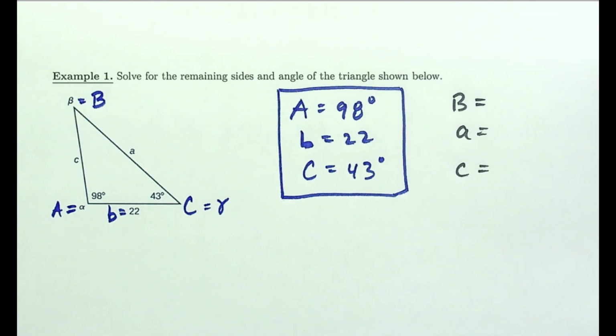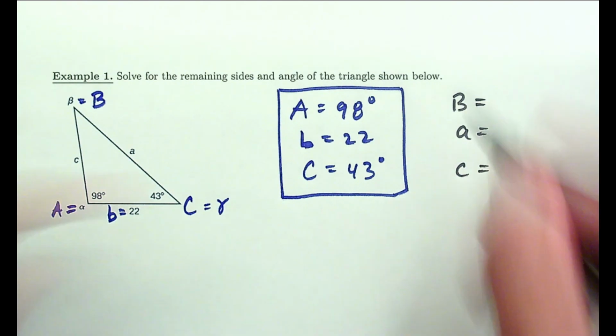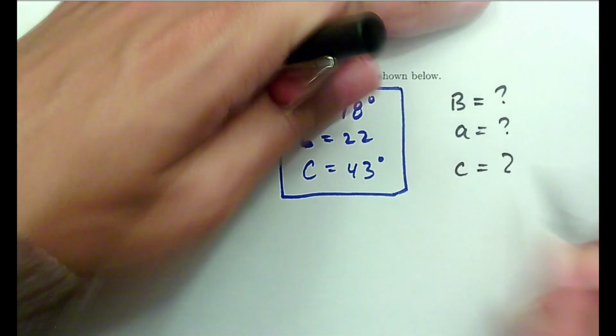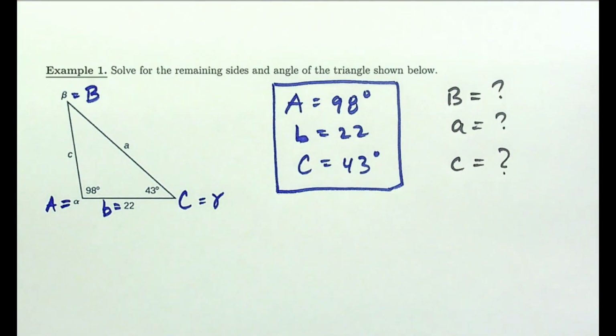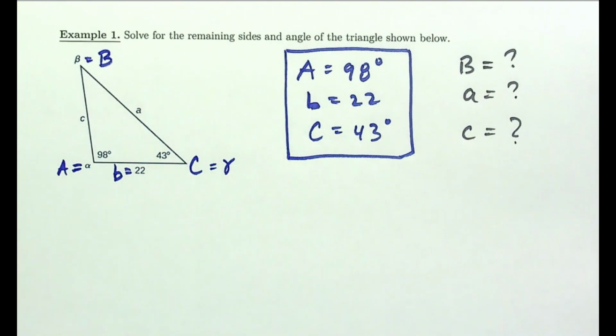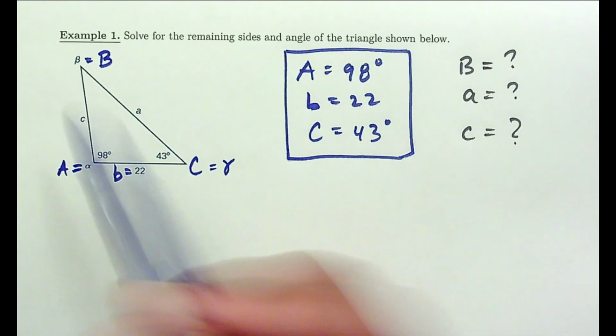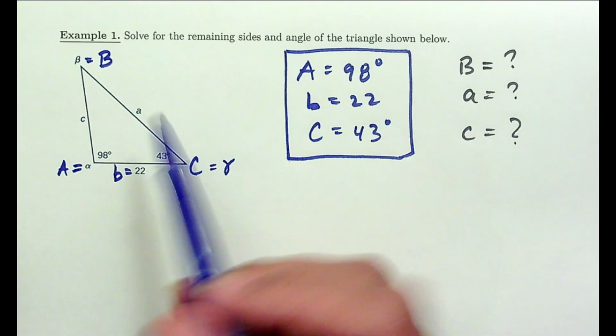Okay, that's what we have to figure out. Alright, so as I said, we're supposed to know an angle and its opposite side. We have to know a pair. Let's see if, looking at this picture, we know any pair.